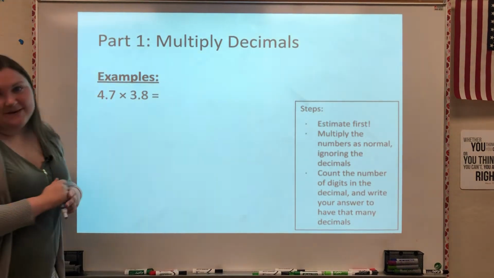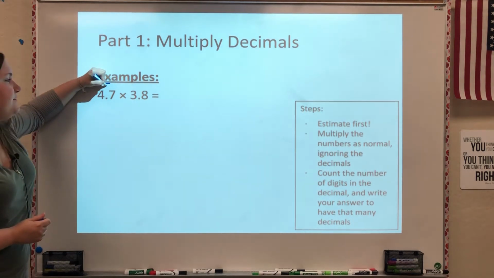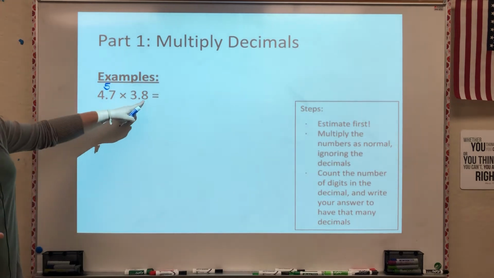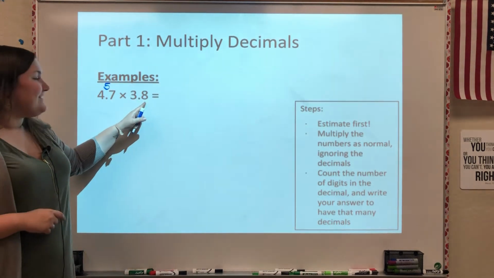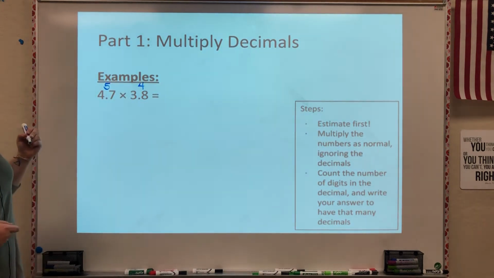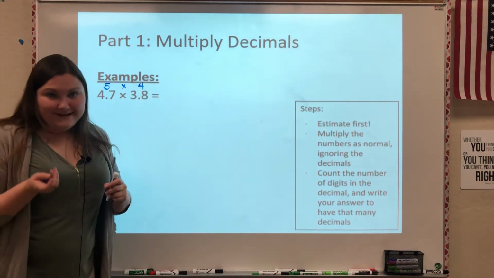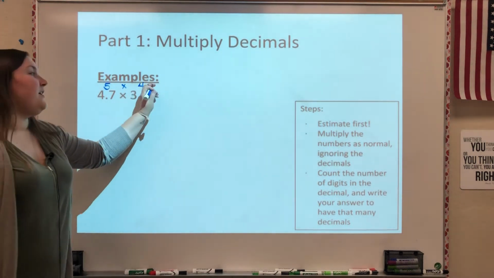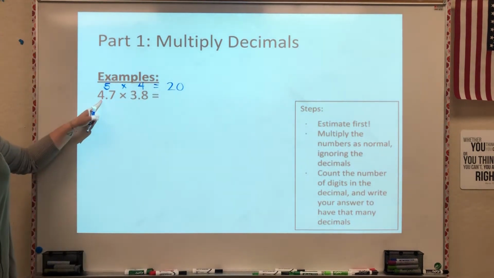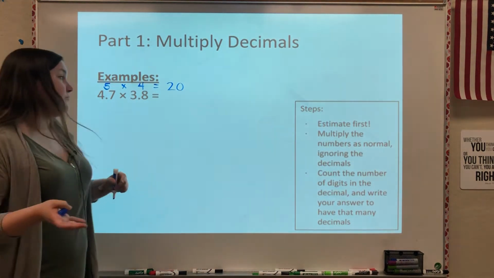Well, if I was estimating this, I would say 4.7 would round up to 5 because it's 0.7, which tells me it's closer to 5. 3.8, the same idea, that 0.8 tells me I'm going to round up and say 3.8 is close to 4. And then I'm going to use these rounded numbers to estimate my answer. 5 times 4 is 20. That tells me that 4.7 times 3.8 should be close to 20.